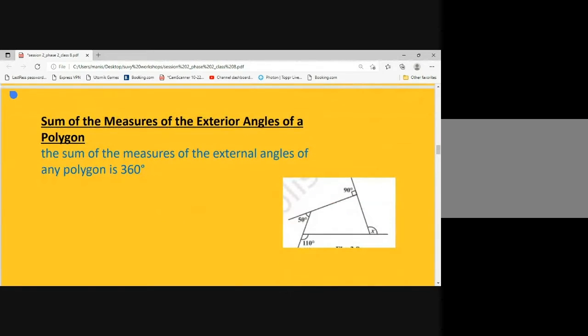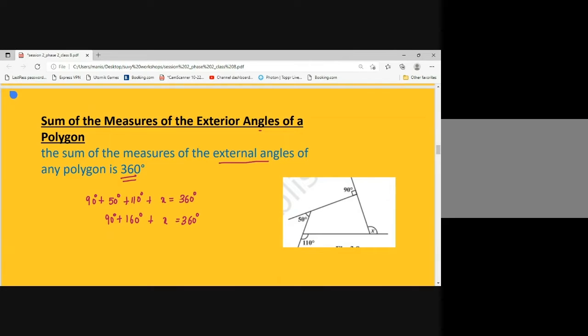See, next property. Sum of measures of exterior angles of a polygon. When you are talking about external angles, every polygon, every triangle is having some external angles. The sum of measures of all the external angles of a polygon is 360 degree. See, you have to calculate this x. 90 degree plus 50 degree plus 110 degree plus x is equal to 360 degree because they all are exterior angles. So, my dear, 90 degree plus 160 degree plus x is equal to 360 degree.